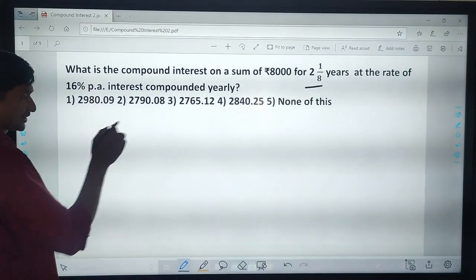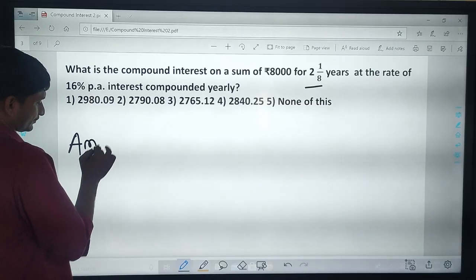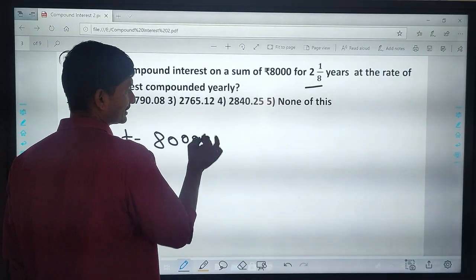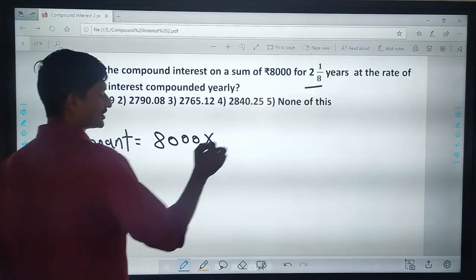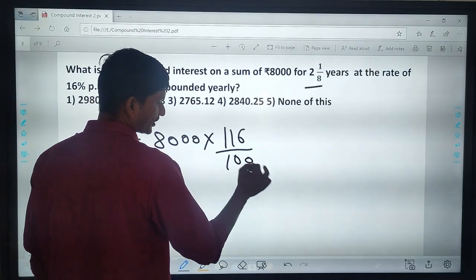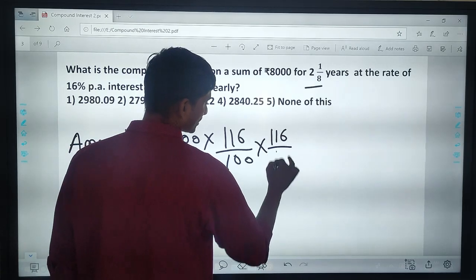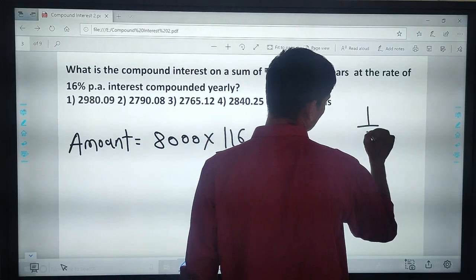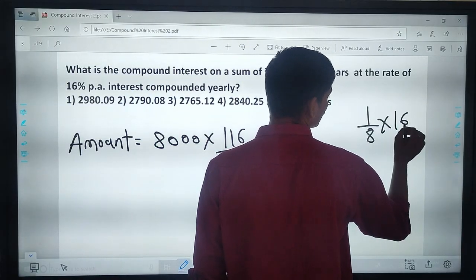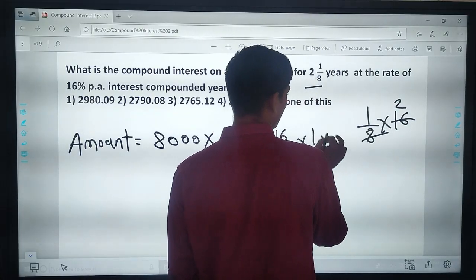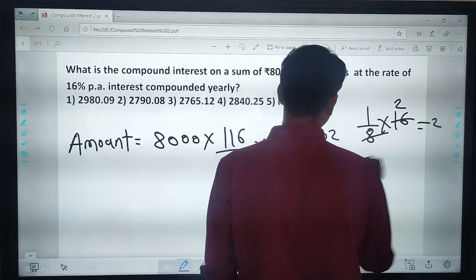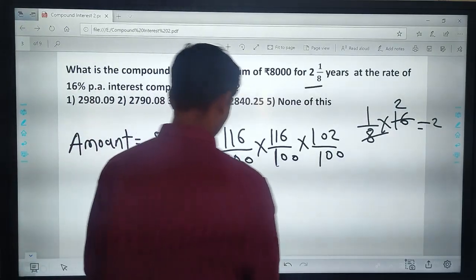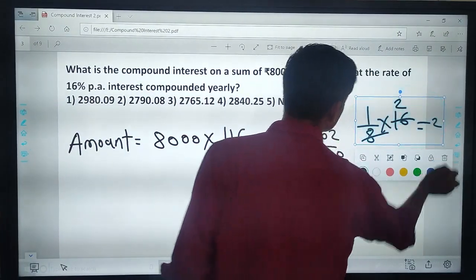Here we write, firstly we find the amount, which is equal to 8,000 rupees into 116 divided by 100 into 116 divided by 100. Now here the third year is not complete. Then we write 1 by 8 into 16, that is 2, so 102 divided by 100. If we calculate this value, we get the amount.